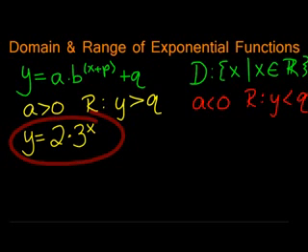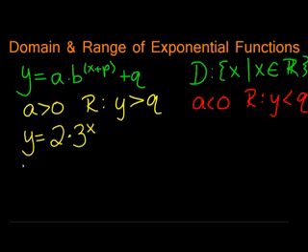Here's our first example in yellow. Y equals 2 times 3 to the x. Well, let's take a look at what we need to know. Our a. Our a is which value? Our a equals 2, which means that it's greater than 0. So we should be using this y greater than q for our range.